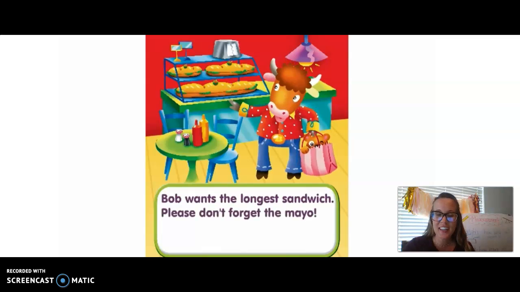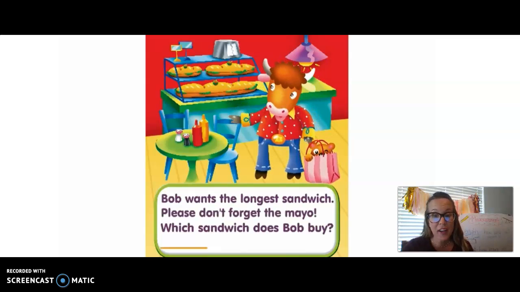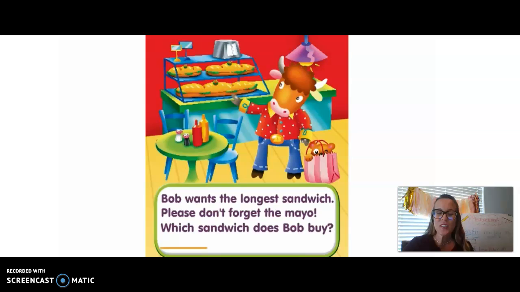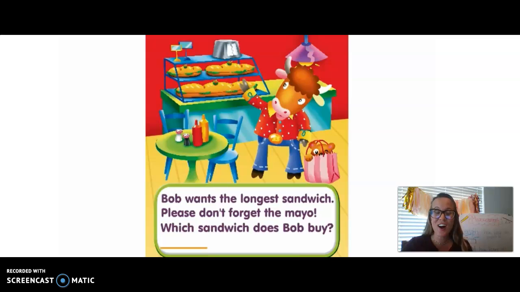Bob wants the longest sandwich. Please don't forget the mayo. Which sandwich does Bob buy? So looking at the sandwiches, which one is the longest? Longest.